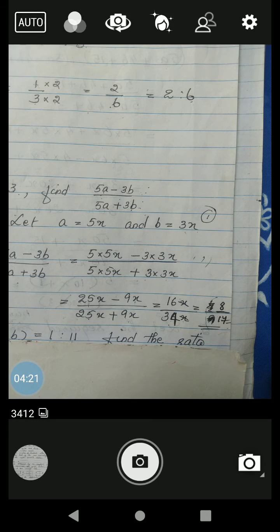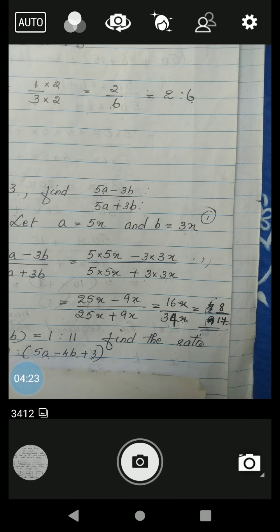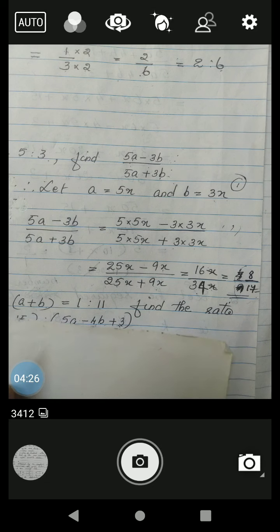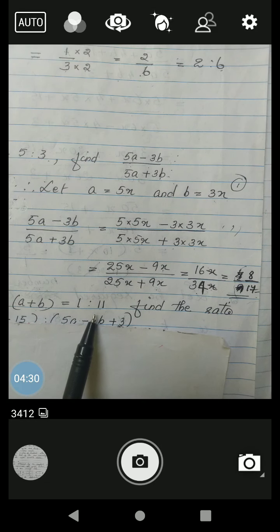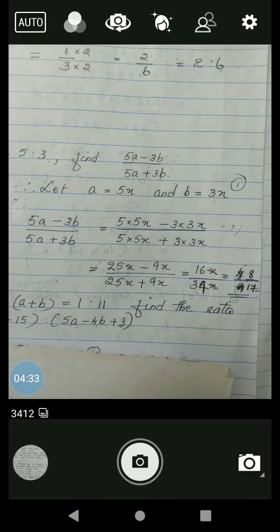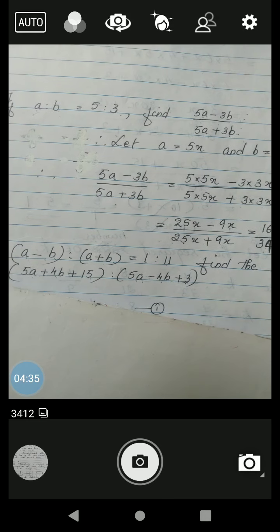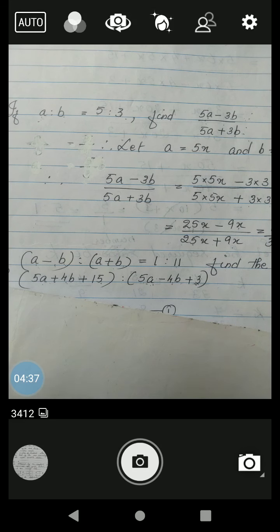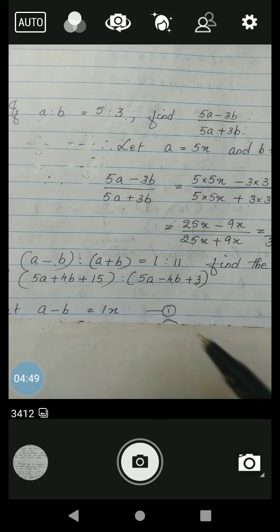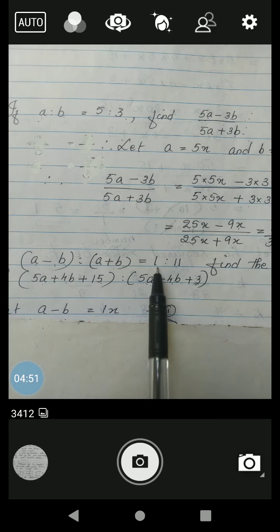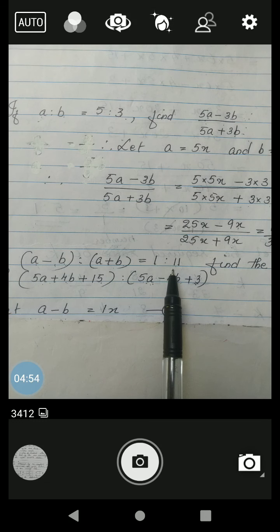Now we can do the fourth question, 2 and 3 homework. If a minus b is to a plus b equal to 1 is to 11, find the ratio 5a plus 4b plus 15 is to 5a minus 4b plus 3. Now we can assume a minus b is equal to 1x and a plus b is equal to 11x.